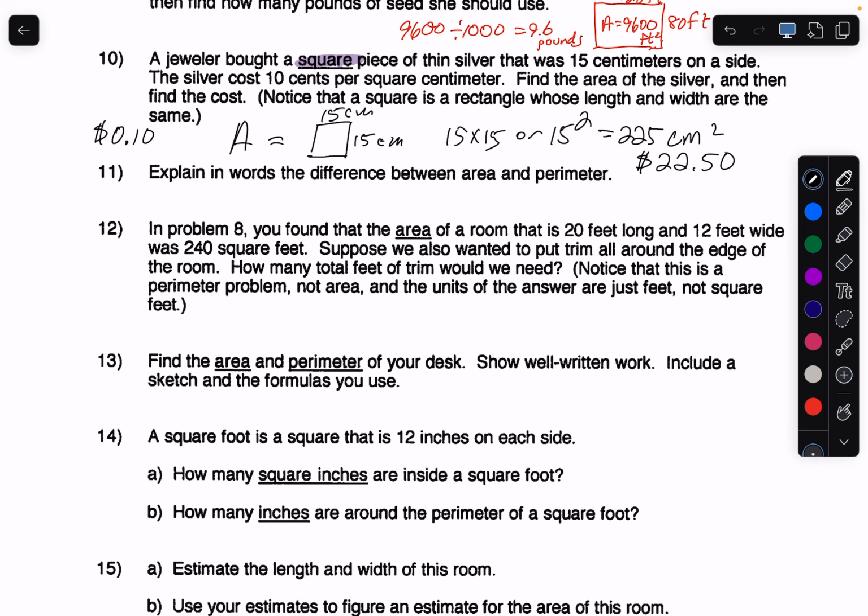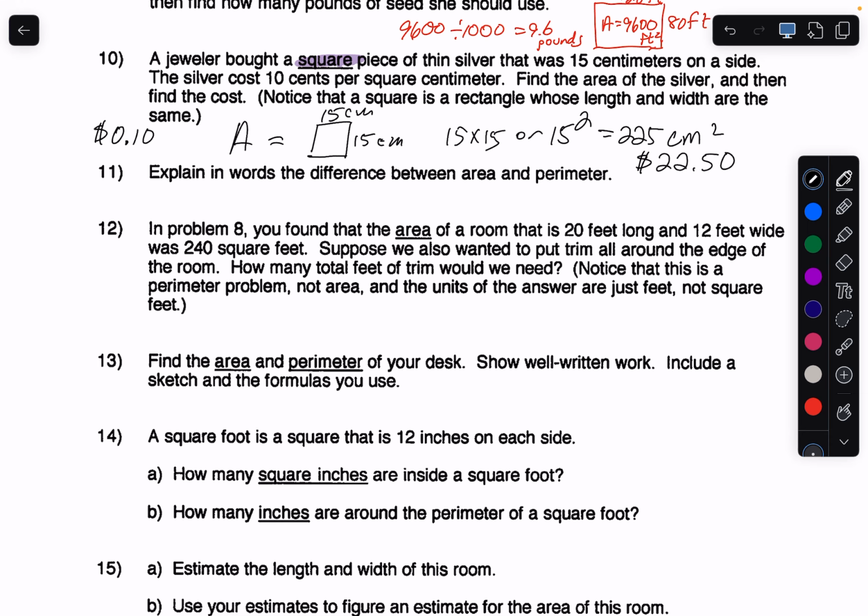Okay, let's talk about problem 12. It says in problem 8, that was the one about the room that was 20 feet long and 12 feet wide, it was 240 square feet. Suppose you wanted to put trim around the edge of the room. How many total feet of trim would we need? And notice that this is a perimeter problem when you're talking about the trim. So there's trim in our room here, and you could calculate the trim differently than you would calculate the flooring. So go ahead and just calculate the perimeter of that room for me.